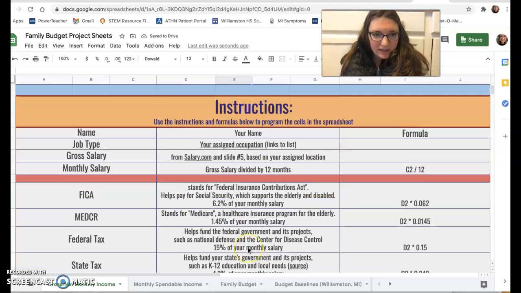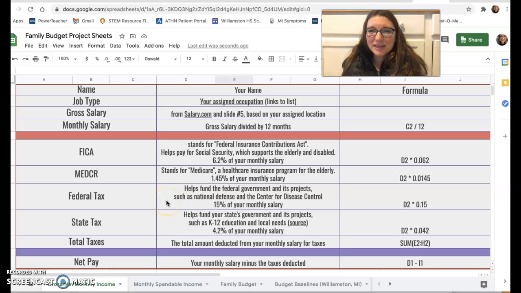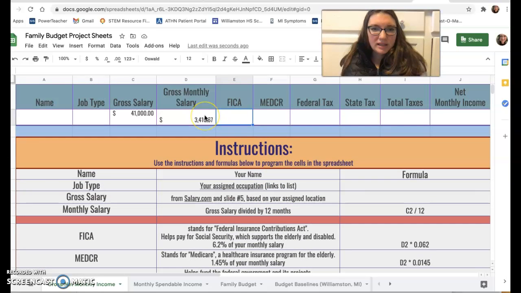So then FICA, and each one of these down here explains what it goes for. I think it's really important when your money is going someplace to understand where it's going and what it's doing. FICA is what pays for Social Security, which is like assistance for the elderly and disabled when they're not able to work. It's 6.2% of your monthly salary. So that's going to be equals this number times 0.062, right? Because it's 6.2%. Okay, so every month I'm contributing $211 to Social Security.